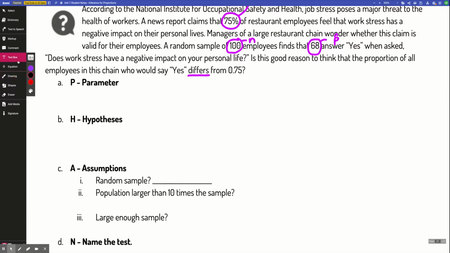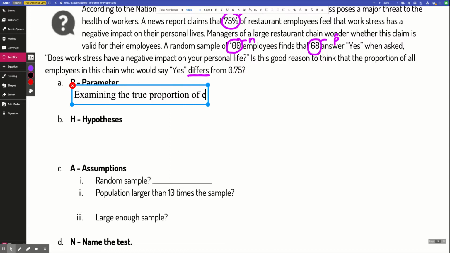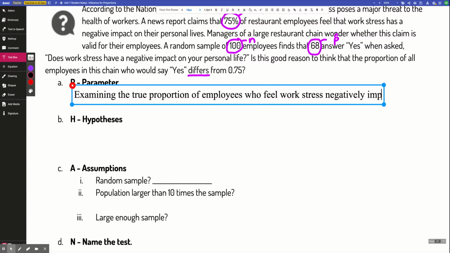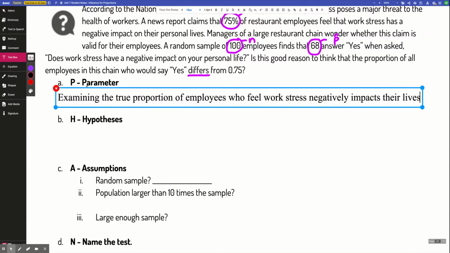Okay, so let's go through our steps, right? Our PHANTOMS procedure for hypothesis tests. So my parameter here, we are examining the true proportion of employees who feel work stress negatively impacts their lives. Okay, and that is p, right?